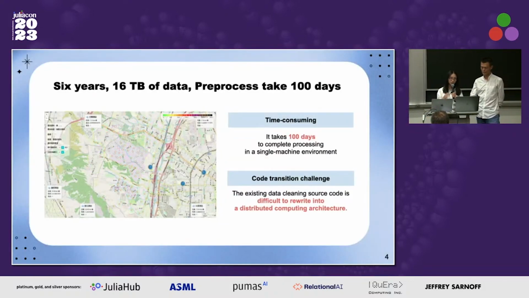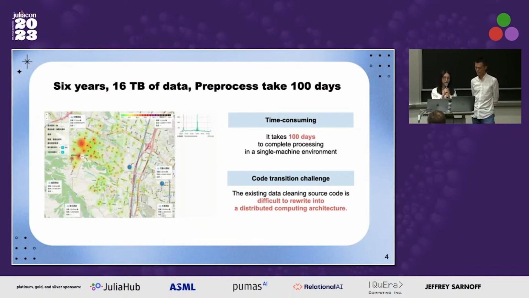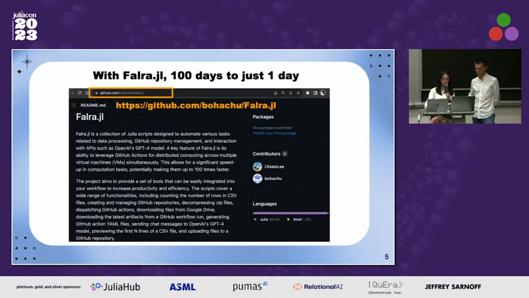In our environmental project, we encountered the challenge of producing a 6-year PM 2.5 analysis report from 60 TB of data. With a single computer, it would take 100 days. Additionally, the existing data cleaning source code was hard to rewrite for a distributed computing architecture. So to overcome this problem, we developed Falra.jl, which reduced the data cleaning time from 100 days to just 1 day.